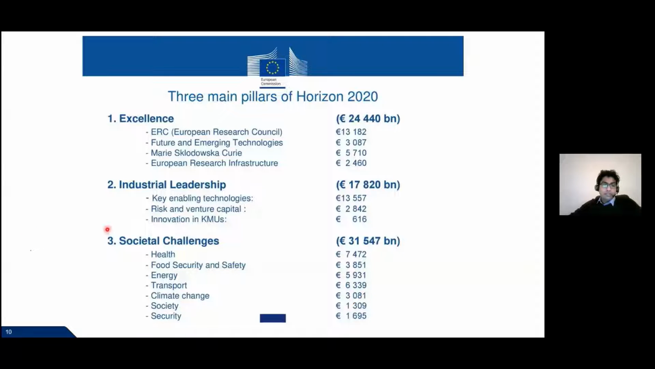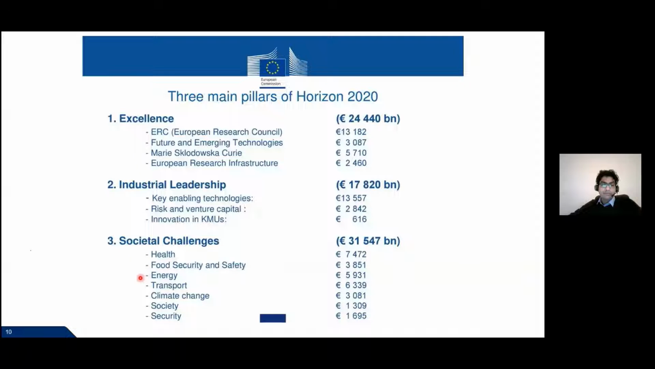Then the social challenges. The highest fund goes to the social challenges. Social challenges means health issues, like developing drugs for diseases, and food security and safety. So the research going on in this field also gets funded quite well.